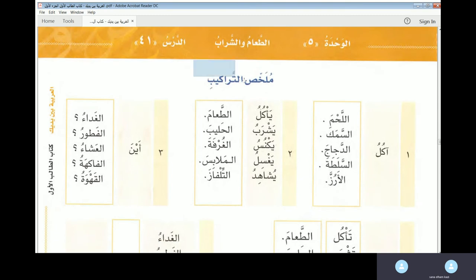Mulakhkhasut-tarakib. Read this. What does mulakhkhas mean? Mulakhkhas means summary. At-tarakib means structures. Summary of the structures. So here we revise the summary of all the sentence structures that we have learned so far.